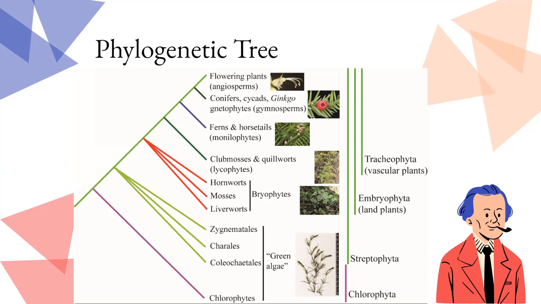And then the angiosperms. Whenever you think of a plant that's not a grass or a grain, you're thinking of an angiosperm, with a few exceptions, of course. But that's the phylogenetic tree, just to introduce that concept to you all.